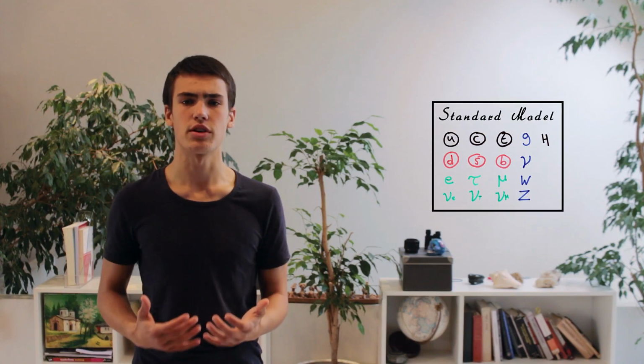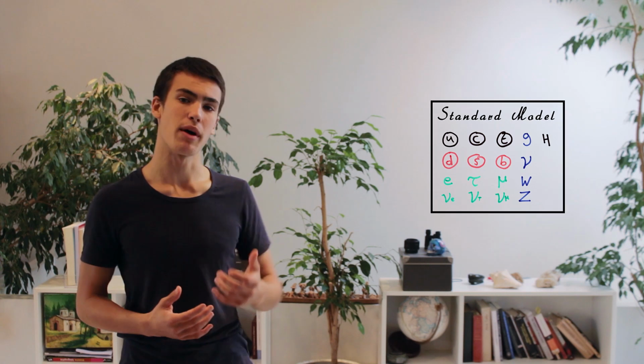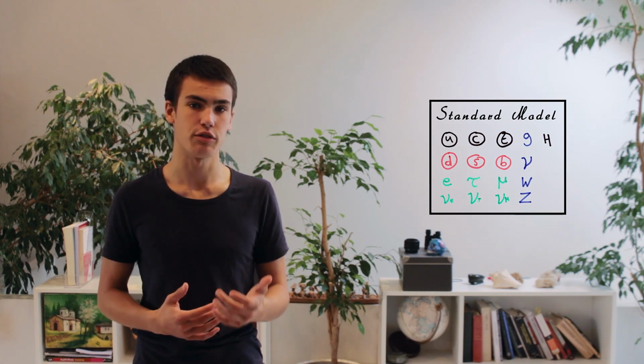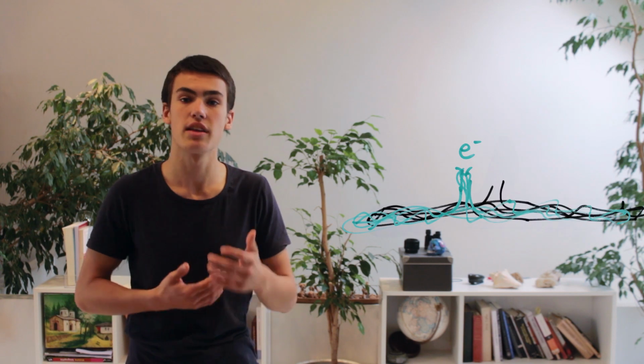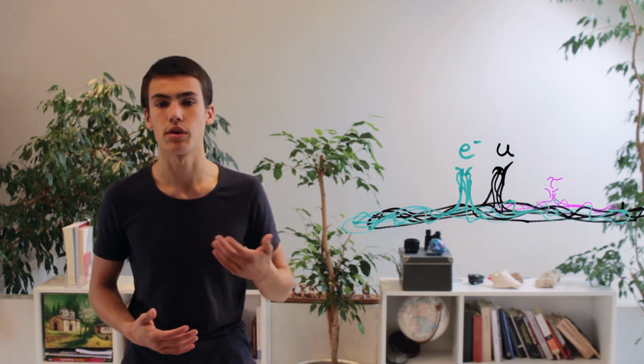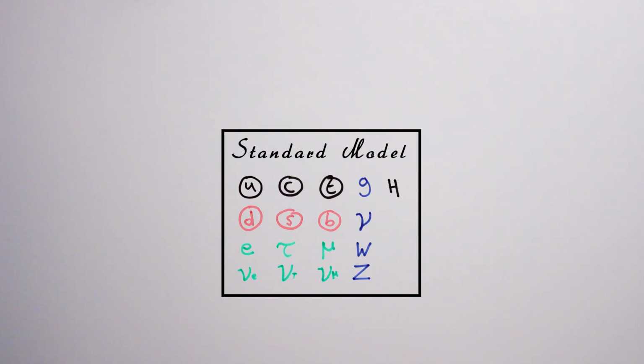The behavior of all these particles is accurately described by the standard model of particle physics. This theory describes particles as vibrations in a field. You can think of a field simply as a property of space. The electron is a vibration in the electron field, the up quark a vibration in the up quark field, and so on. Each particle is assigned a value for things like charge and spin.